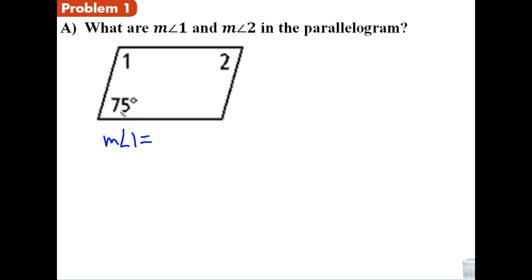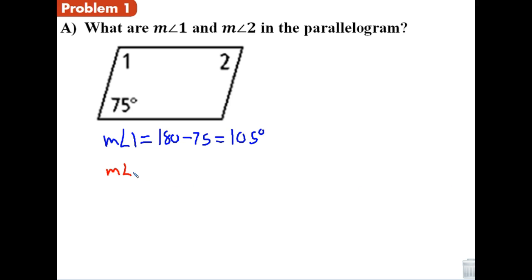Since the 75 we're given and angle 1 are consecutive angles, angles next to each other, our theorem said they'll be supplementary. So for angle 1, I can do 180 minus 75, because they'll add to 180, which gives me 105 degrees. So again, consecutive angles are supplementary.